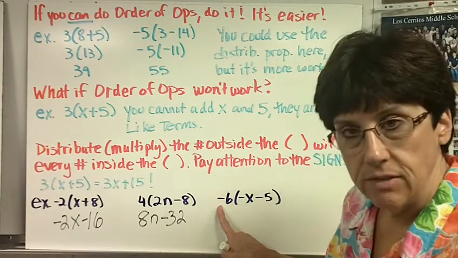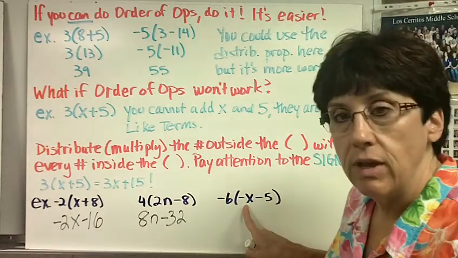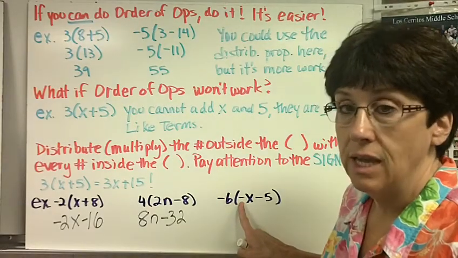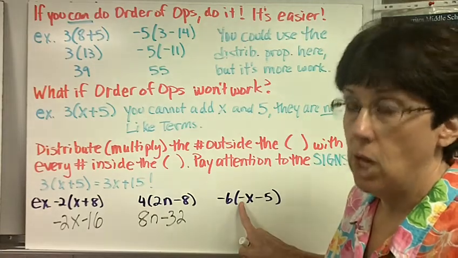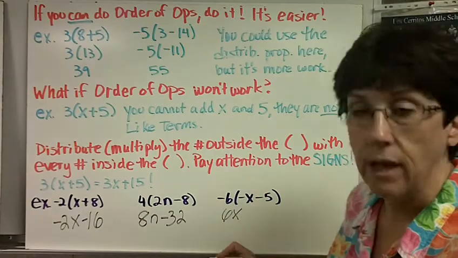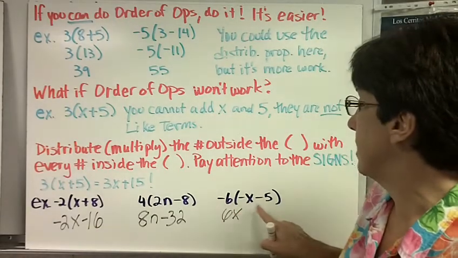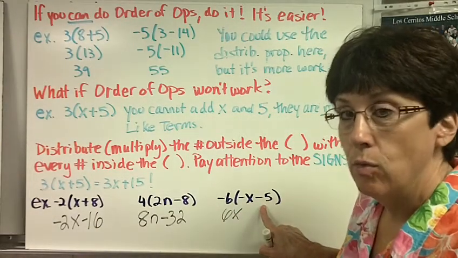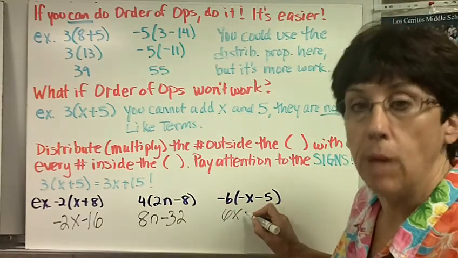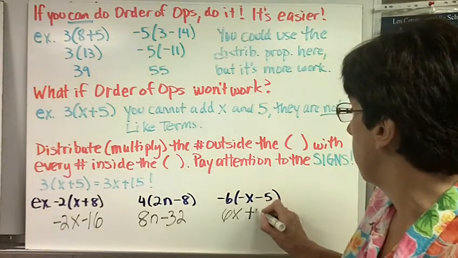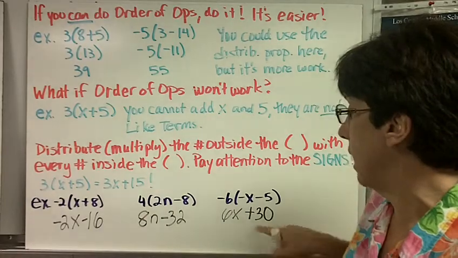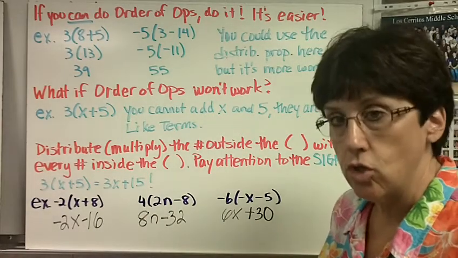How about negative 6 times the quantity, negative x minus 5? Negative 6 times negative x. Negative times negative is a positive. And then 6 times x is just 6x. What about negative 6 times negative 5? Once again, negative times negative is a positive. So negative 6 times negative 5 is positive 30. Okay, I just wrote down positive 30, but when I look at my answer, it's 6x plus 30. All right?